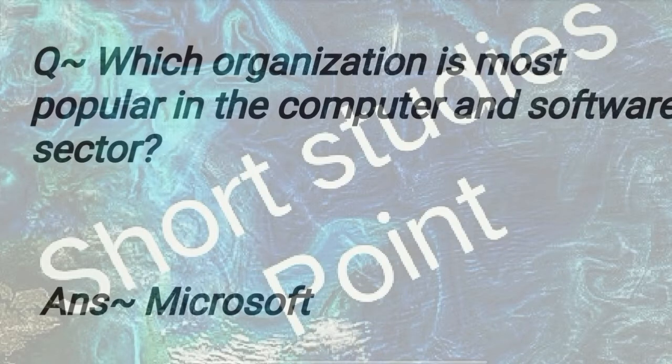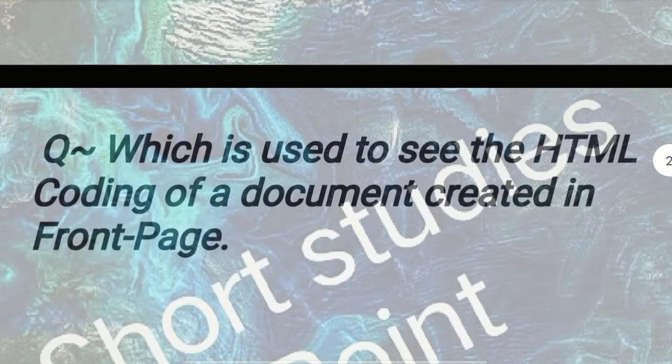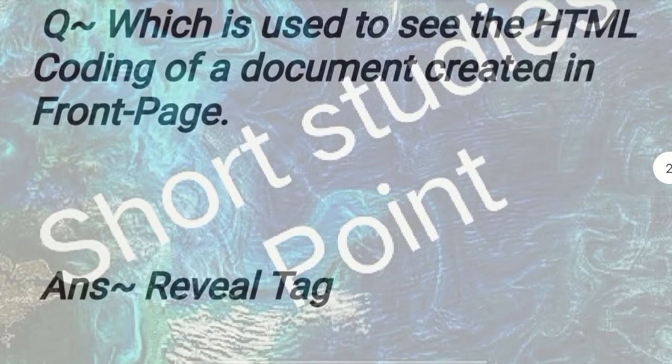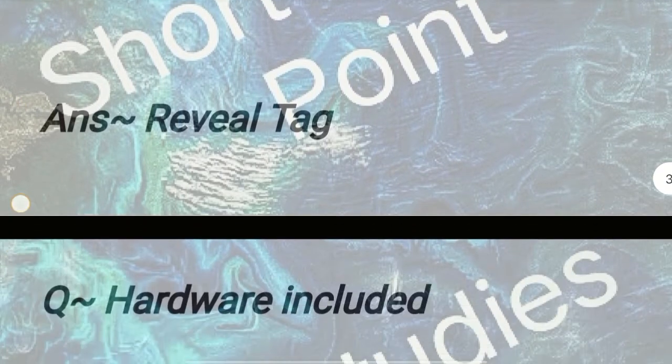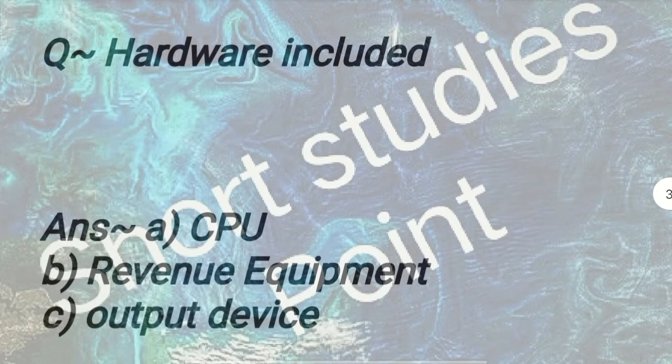Question: which organization is most popular in the computer and software sector? Answer: Microsoft. Next question: which is used to see the HTML coding of a document created in FrontPage? Answer: Reveltech. Next question: hardware include?